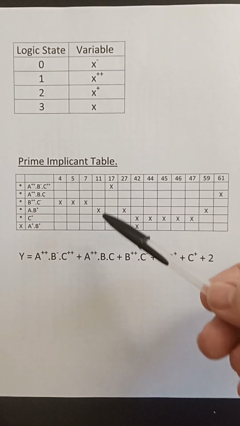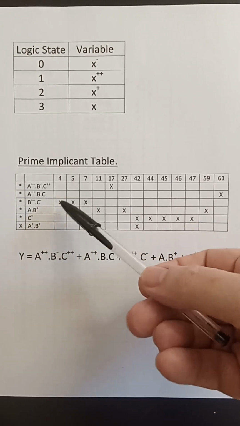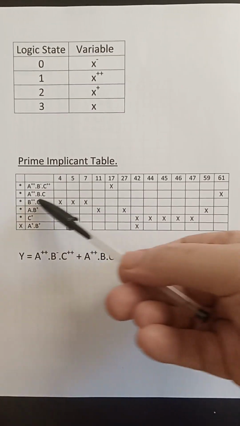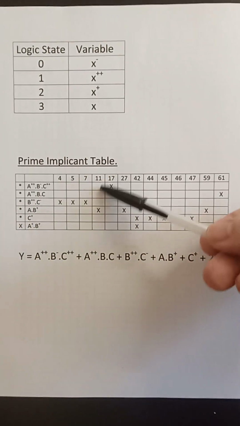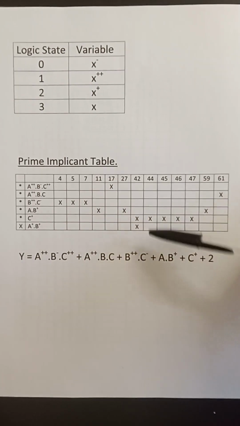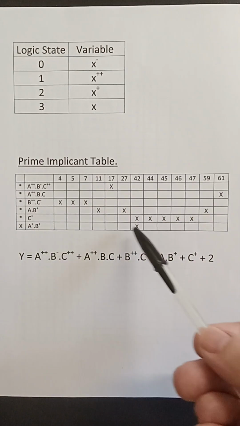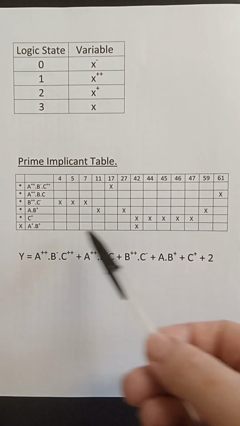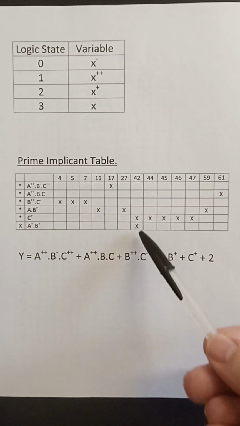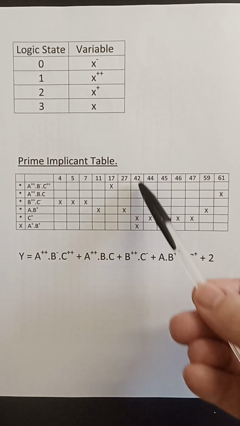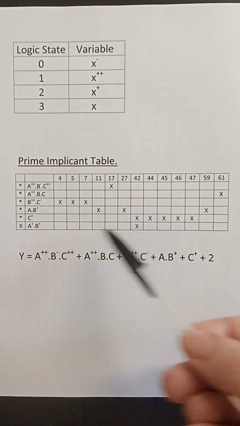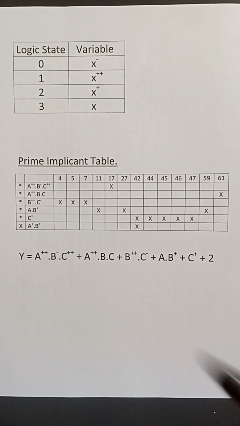So it can be seen that there's one there, one there, so that becomes an essential prime implicant. A one there, that becomes an essential prime implicant, and similarly for all the others, except for this one. This one can be deleted because it only covers 42, but 42 is covered by C plus, so this is redundant. You can delete it, denote that by an x.